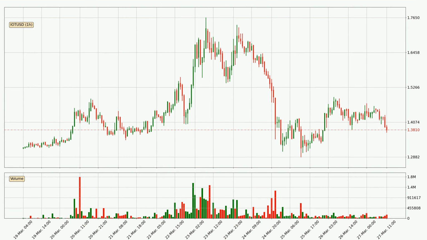Looking at the IOTA hourly time frame, the price moved quickly to the downside with around 4.8% in the last 24 hours, with a current price of 1.38. However, the volume wasn't especially high, so this move wasn't very strong.